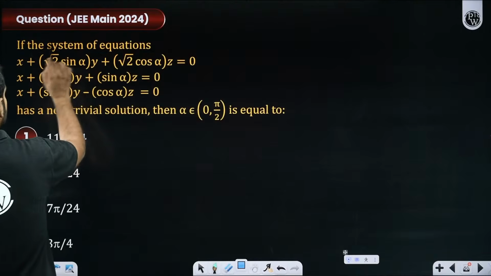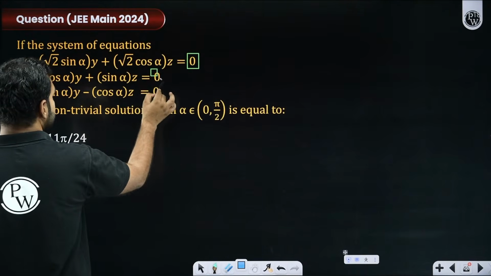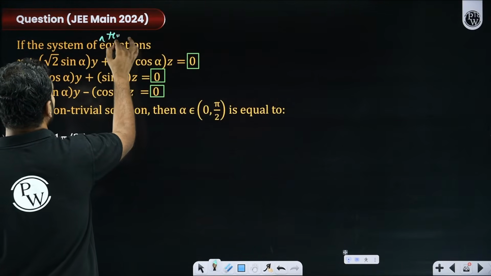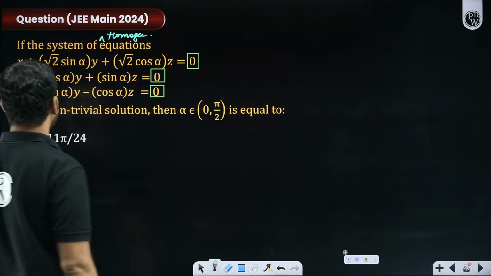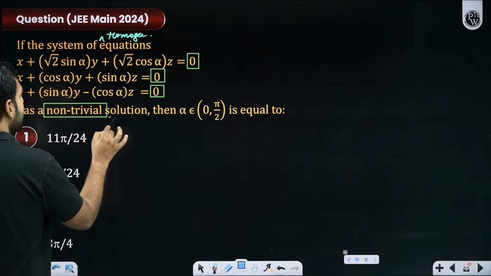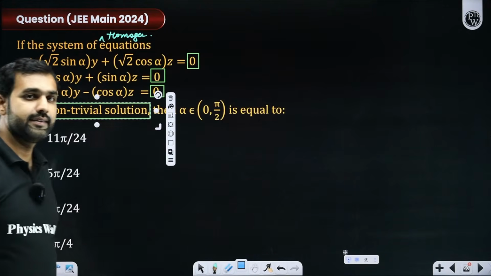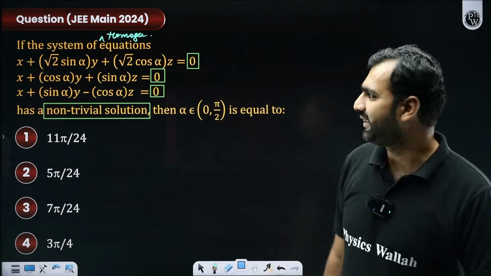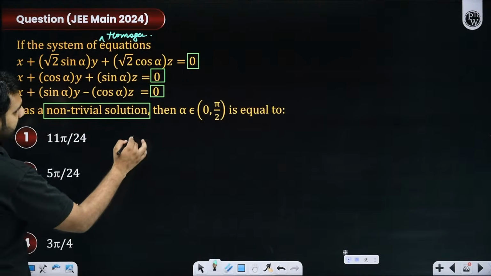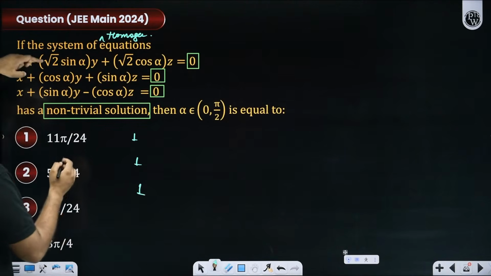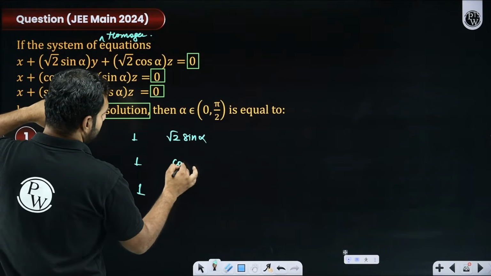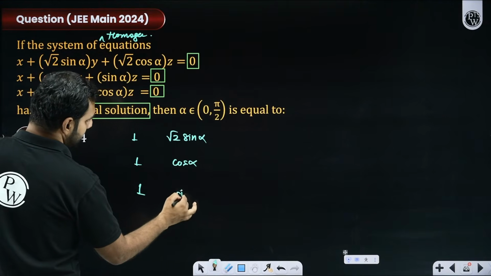Now, what is this question saying? It is saying system of equations. The moment you see 0, 0, 0, I hope you say it is not merely a system of equations, it is a system of homogeneous equations. Yes or no? And they are telling you that this system of homogeneous equations has a non-trivial solution. So the moment somebody says it has a non-trivial solution, that means the coefficients A1, A2, A3, that is 1, 1, 1, B1, B2, B3, that is root 2 sine alpha, then cos alpha, and this is sine alpha.